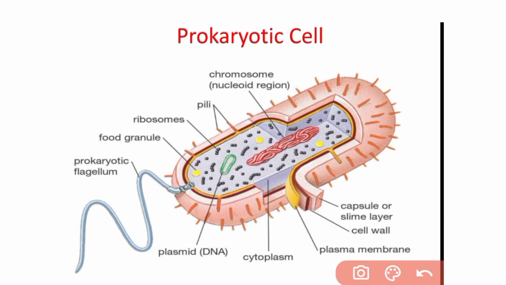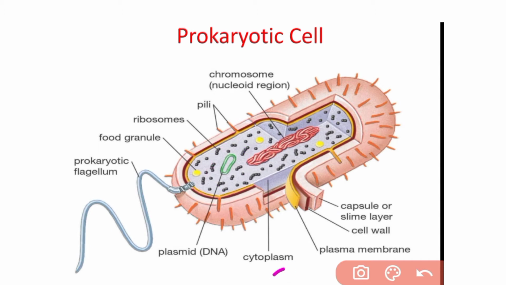These are present in the cytoplasm, and then this hair-like structure is called pili, and black small bead-like structures are called ribosomes, and the yellow structure is called a food granule, and here this is the flagellum through which the prokaryotic cell can move. Then here the green oval structure is called plasmid or DNA. Here genetic material is present.